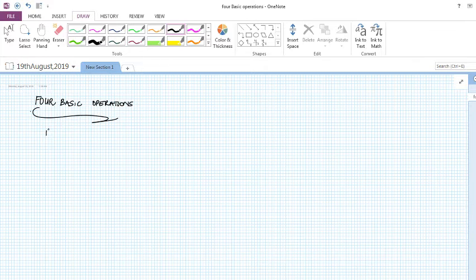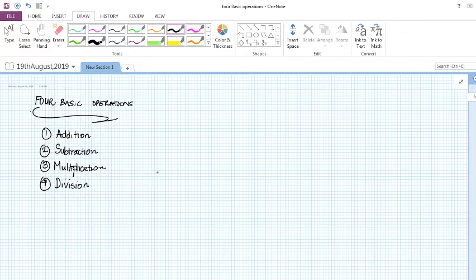And they are 1, addition, 2, subtraction, 3, multiplication, and 4, division. Now, we have some laws that we must quickly get to be familiar with. There's the law of commutativity.